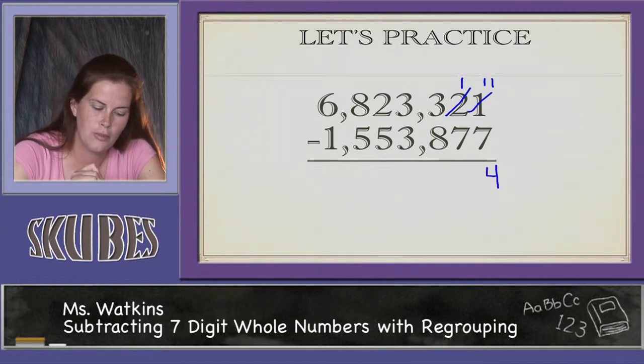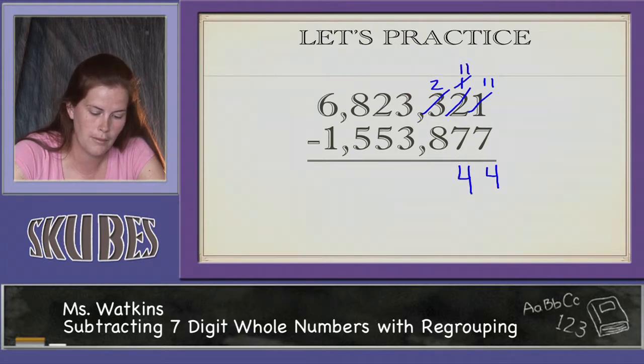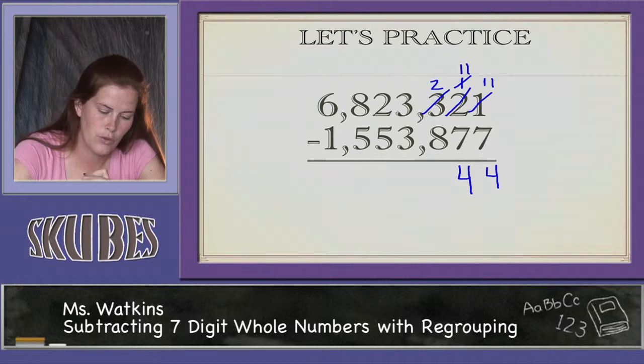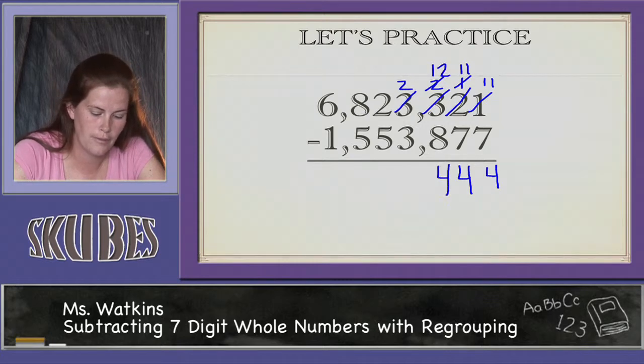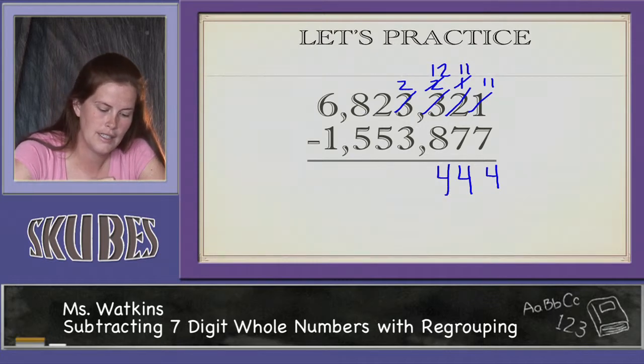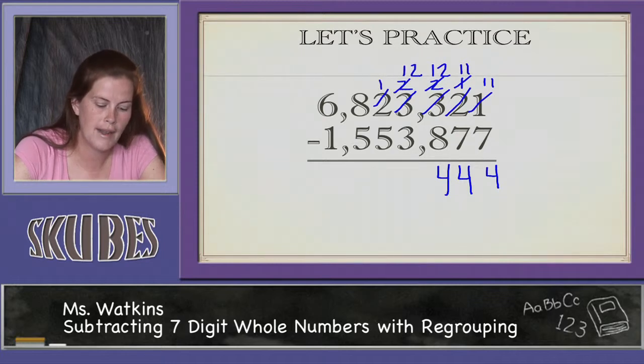All right, now we need to regroup again. This 3 becomes a 2, and this 1 becomes an 11. 11 minus 7 equals 4. All right, regrouping again. This 3 becomes a 2, this 2 becomes a 12. 12 minus 8 equals 4. All right, continue regrouping. This 2 becomes a 1, this 2 becomes a 12. 12 minus 3 equals 9.